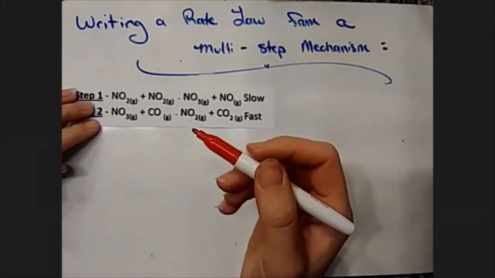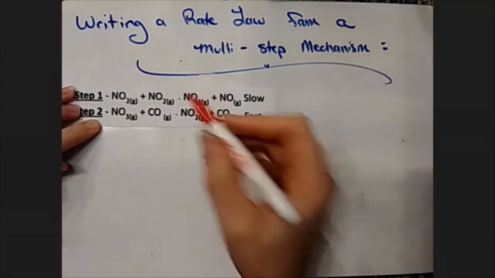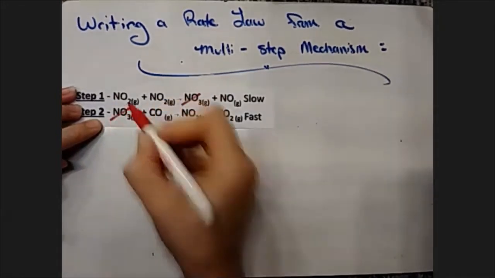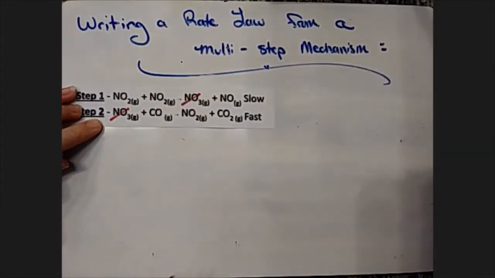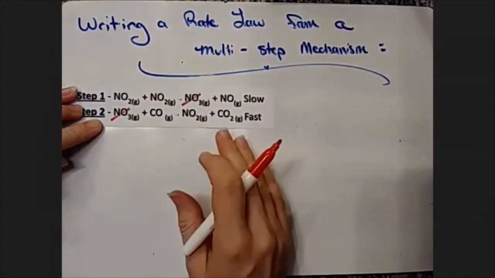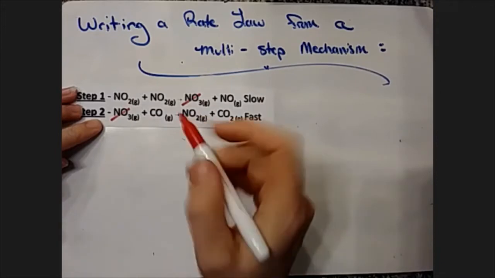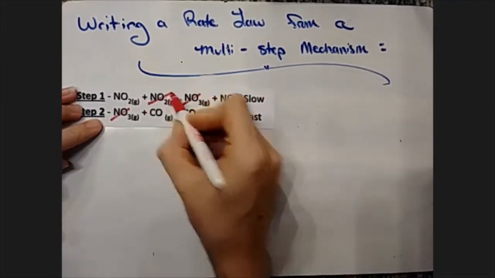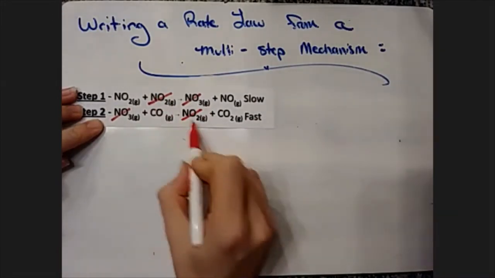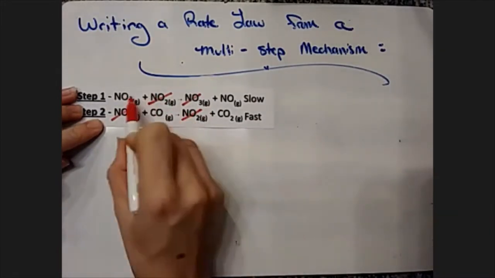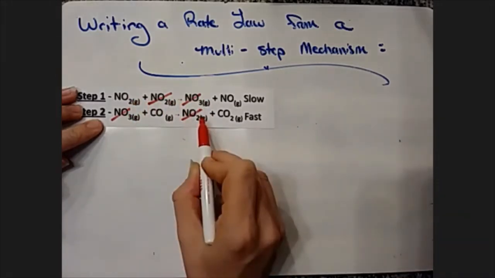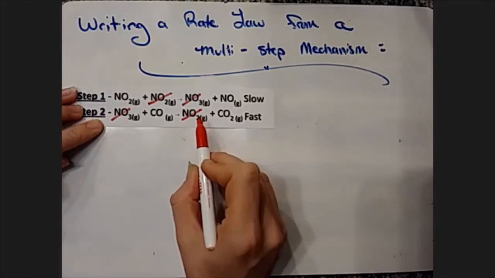The first thing that we already identified is an intermediate, something that is first made and then consumed, so we would want to cross that item off. If there's anything else that you notice that's the same between the reactant and the product side, you'd want to cancel that out as well. I notice that I have an extra NO2 on both the reactant and the product side. Now, this is not an intermediate because it is not first made and then consumed. It is first consumed and then remade.